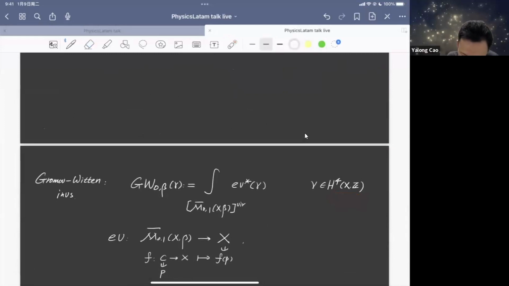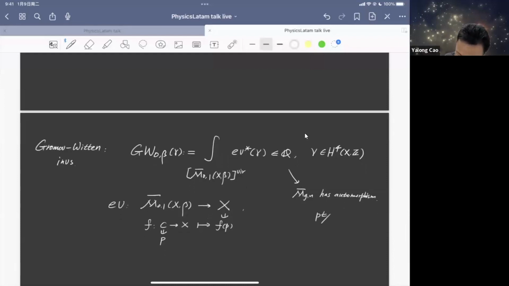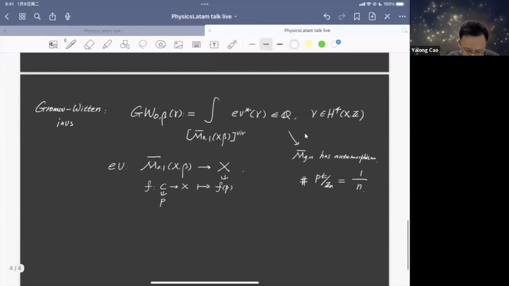So now this is some well-defined number, which is in general a rational number, because as I said, our moduli space has automorphisms. Something like if this is some point with, for example, a cyclic group, then the count should be just 1 over the order of this group. So that's why you can see these rational numbers. Okay, so this is about the genus 0 case.